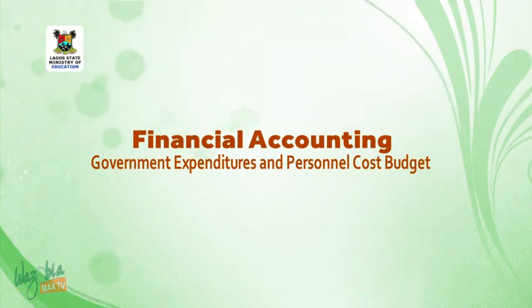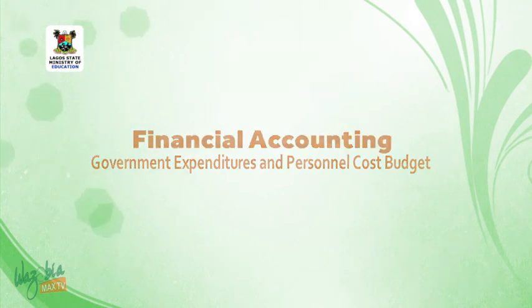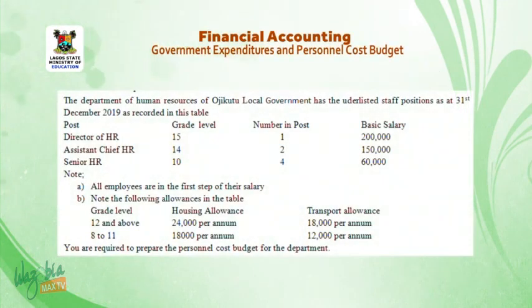Welcome back. Let's take another question. The Department of Human Resources of Ojikoto Local Government has the underlisted staff positions as at 31st December 2019, as recorded in this table. Post: Director of HR, Assistant Chief HR, Senior HR. Grade level 15, 14, 10. Number in post 1, 2, 4. Basic salary 200,000, 150,000, 60,000.